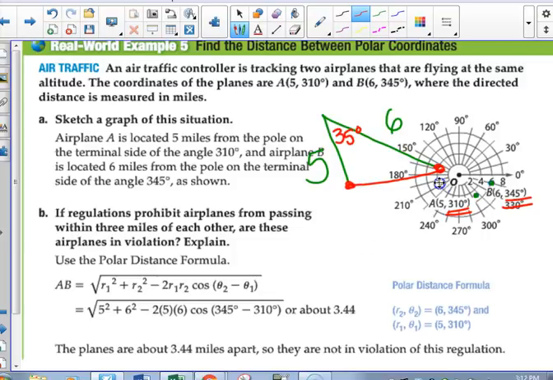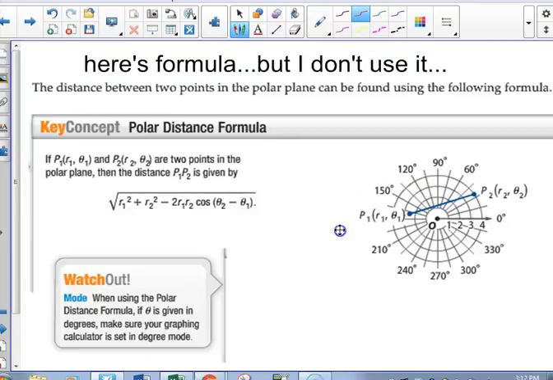Can I use Pythagorean theorem? I can't use Pythagorean theorem, but I can use law of cosines. Now, law of cosines would say x squared equals 5 squared plus 6 squared minus 2 times 5 times 6 times the cosine of 35. Look what the book did. They made that into a formula. R1 squared plus R2 squared minus 2R1 times R2 times the cosine of theta 2 minus theta 1. And then square root.